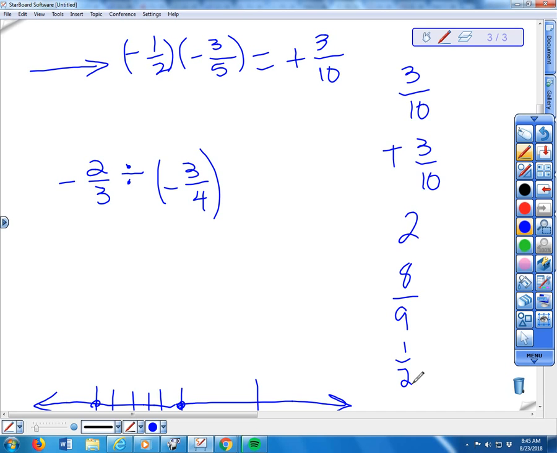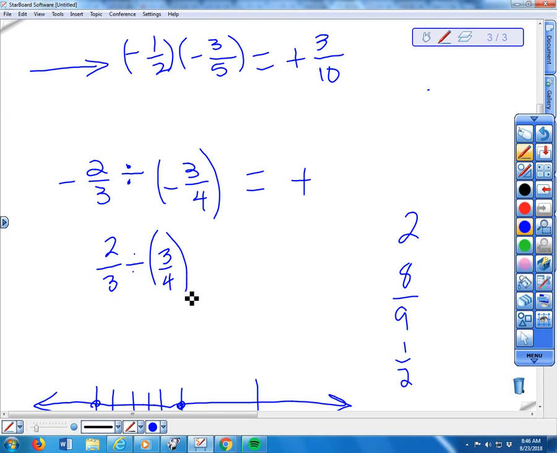Any others? Okay, so when we look at this problem, the first thing I want you to think about is the signs. They're both negative. When you divide two negatives, it's always a positive. So I know this is true. And I could even drop both signs if it confuses me, and I could just rewrite it this way. Because this is the same thing. Signs are the same. Okay?